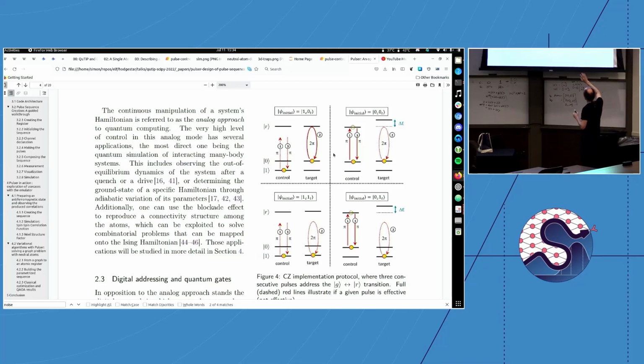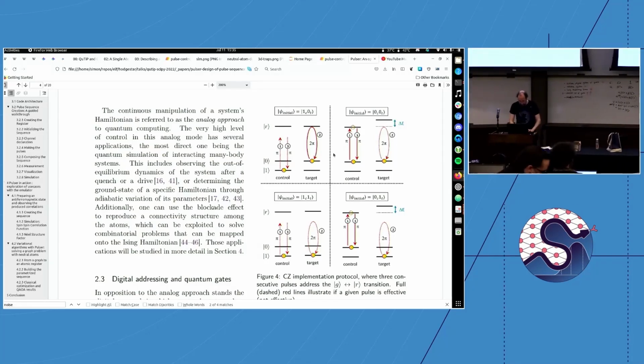This kind of interaction means you get 3 cases where you can drive one of the atoms into the R state, and one case where none of them get driven into the R state. The fact that in this case, where they're both in the state 1, nothing happens is what makes that case different, and that gives us the interaction we need. Maybe we'll come back to that in a little more detail later.